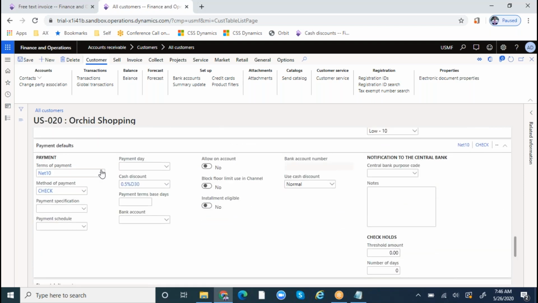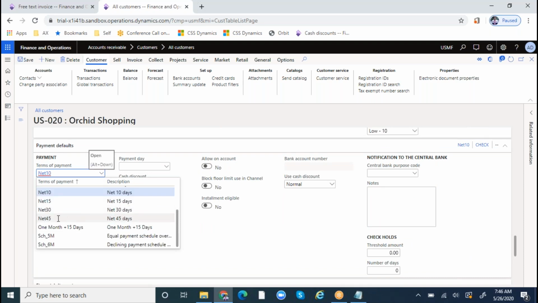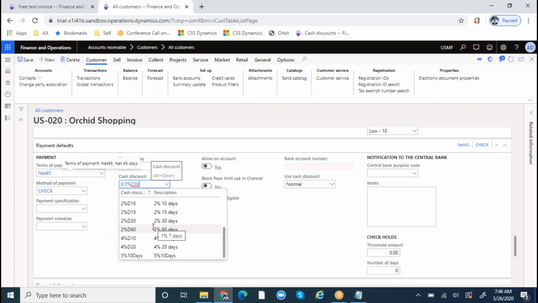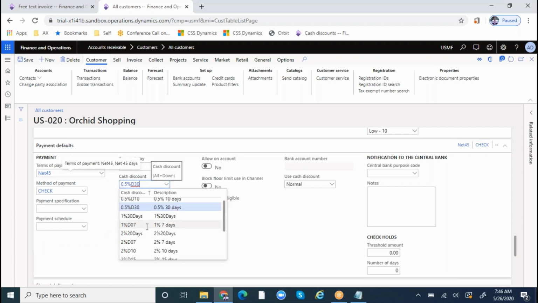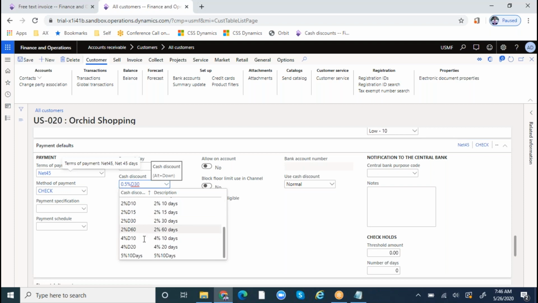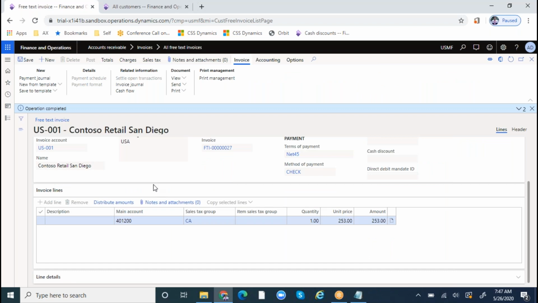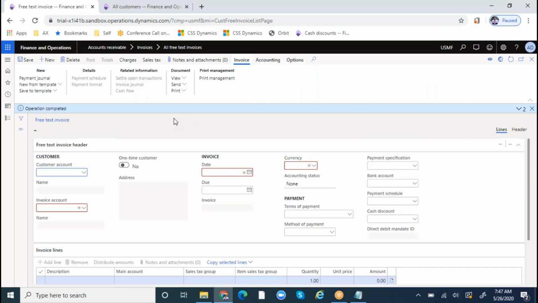So I'm mapping terms of payment, net 45 days, and cash discount I'm mapping. The first discount is 5% 10 days. The first discount you need to map. So for US 020 I have mapped. Now let me create one free text invoice with this customer US 020.